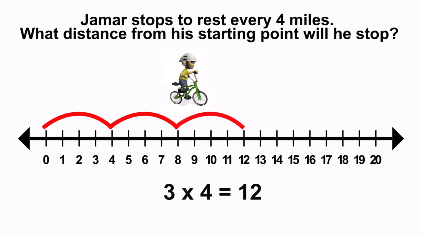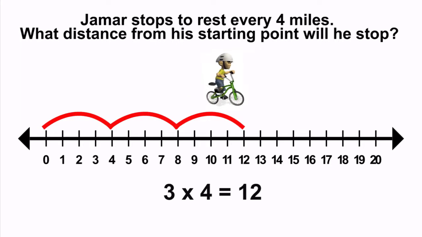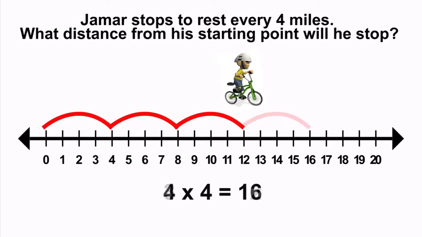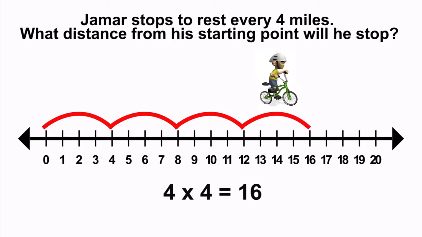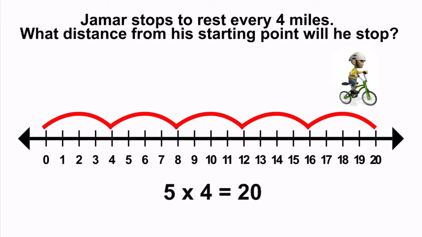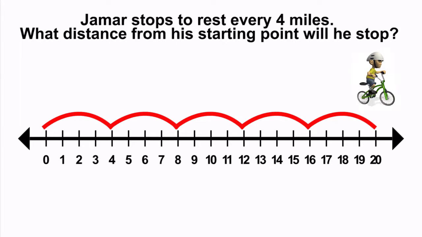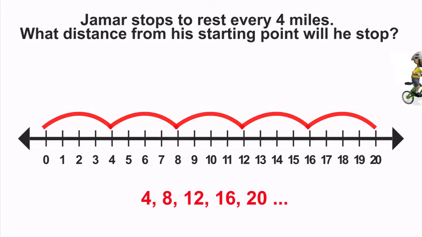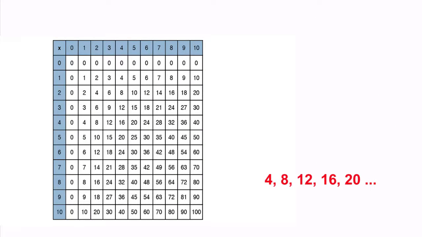3 jumps, or multiples of 4, is 3 times 4, which is 12. 4 multiples, or jumps of 4, is 4 times 4, or 16. And 5 multiples of 4 is 20. As before, we could continue, but we will stop there. To answer the question, I could say that Jamar could stop at mile 4, 8, 12, 16, 20, and so on.